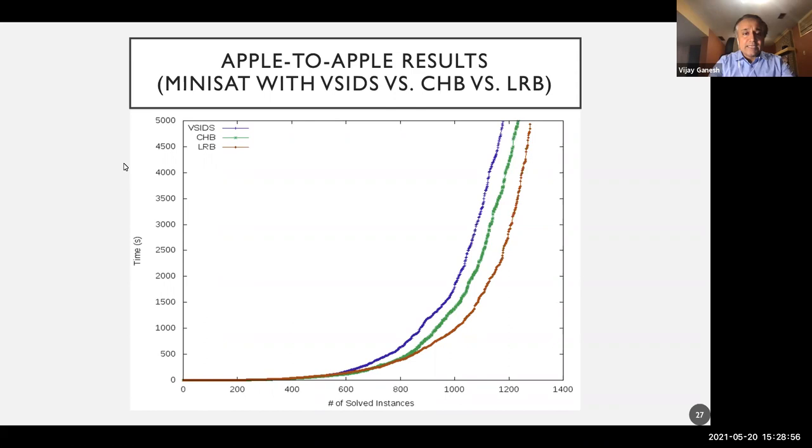And as you can see, the LRB method is to the rightmost and the lowest in this graph compared to the best other methods. And we were able to solve 100 more instances on the first try. Typically, if a solver can solve one more instance than the previous winning solver, we pat ourselves on the back and declare victory. So here we were able to solve 100 more instances.